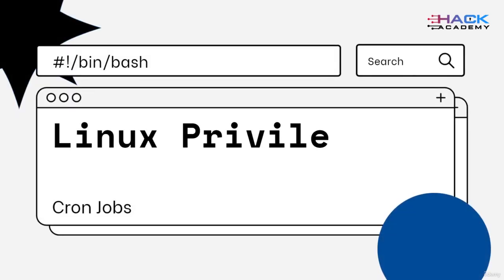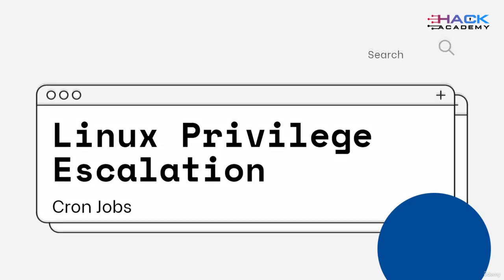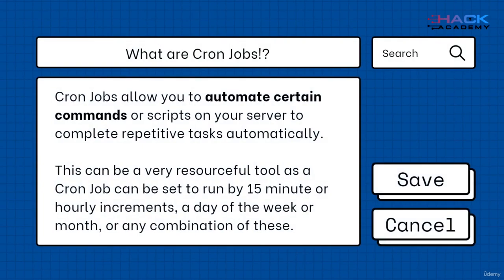In this section we're going to talk about cron jobs. So what are cron jobs? Cron jobs allow you to automate certain commands or scripts on your server to complete repetitive tasks automatically. This can be a very resourceful tool, as a cron job can be set to run by 15-minute or hourly increments, a day of the week or a month, or any combination of these. So let's say for example that you want to back up the contents of your web server's web root directory every week. You can set up a cron job for this case and it will automatically run every week.